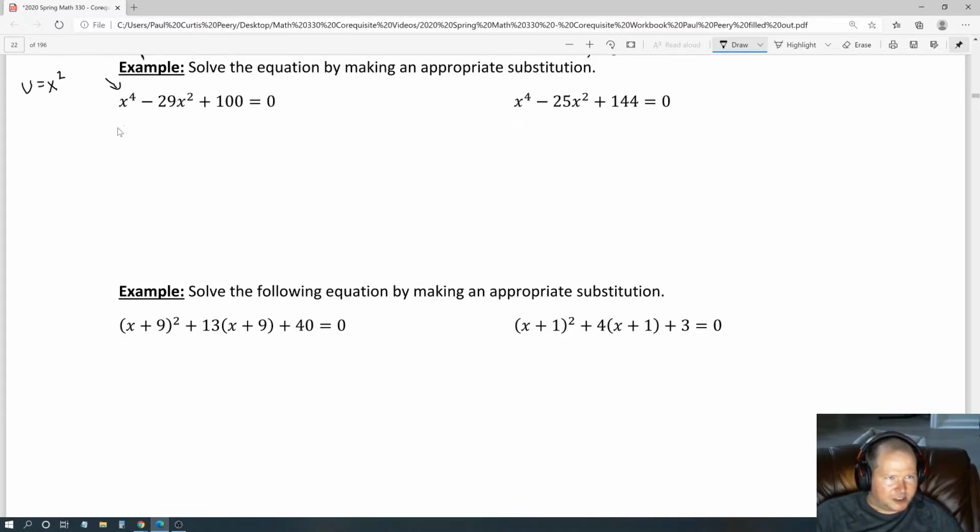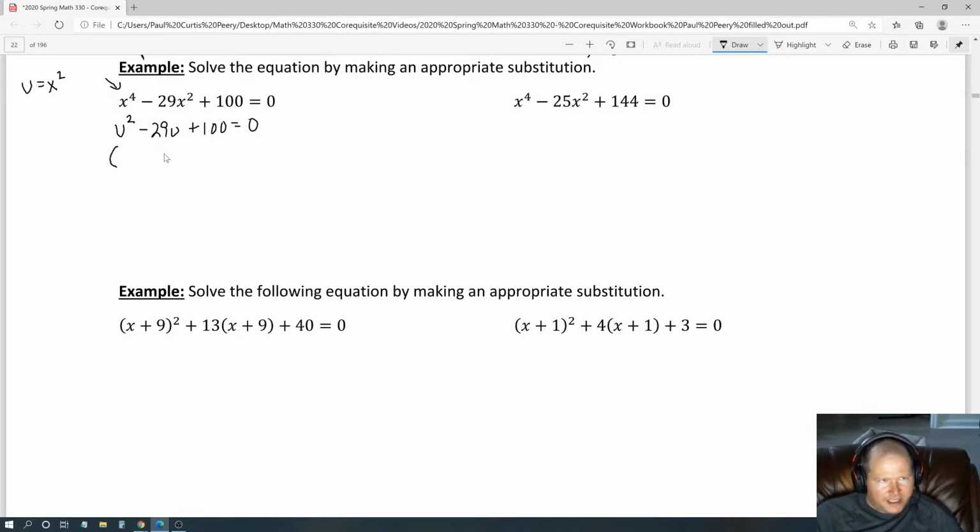And then what we could do is turn this entire thing into u squared minus 29u plus 100 equals 0. And by doing that, you've actually turned this into a quadratic, and a pretty simple quadratic at that, which means you could probably just solve this through an alternate means, right?